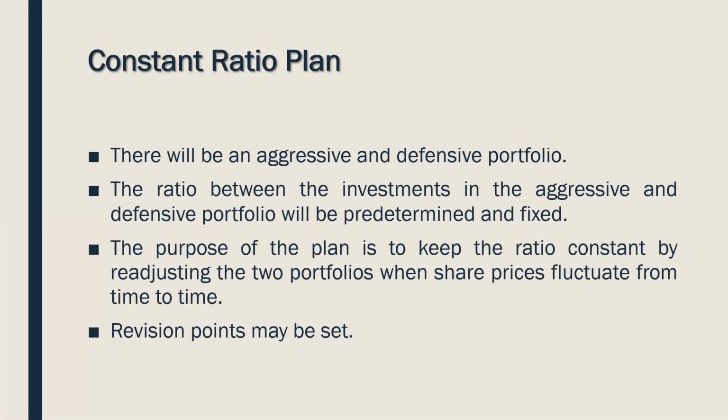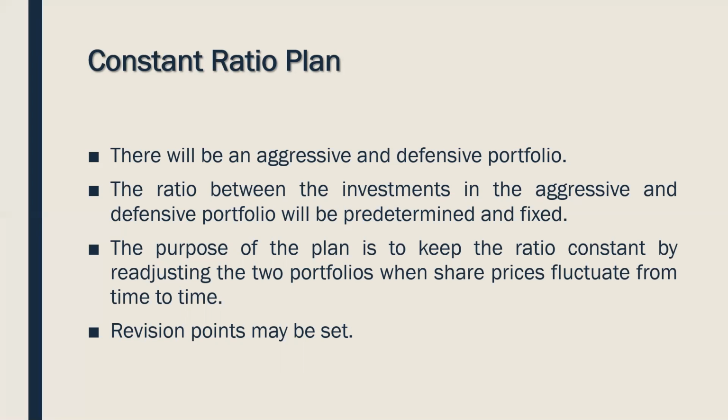And they will maintain that predetermined ratio throughout the life period of the portfolios. Suppose the ratio is 1:1, then they are going to do everything to ensure that the aggressive and defensive portfolios always contain funds in equal amounts. Suppose 50,000 has been invested in the aggressive portfolio and 50,000 in the defensive portfolio. We have set the ratio as 1:1. So right now it is 50,000 to 50,000, which is 1:1.